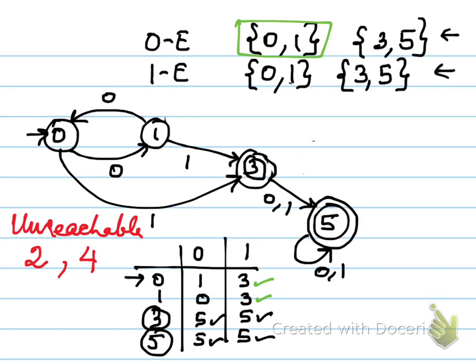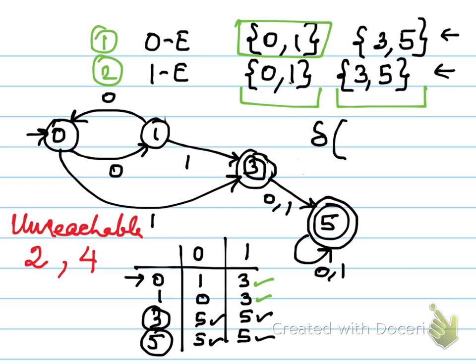So as we can see here, we got two sets, that is our set 0, 1 and our set 3, 5. Since there is no change between step 1 and step 2, we will stop here. We stop this process, and then we combine the states 0, 1 and we combine the states 3 and 5.